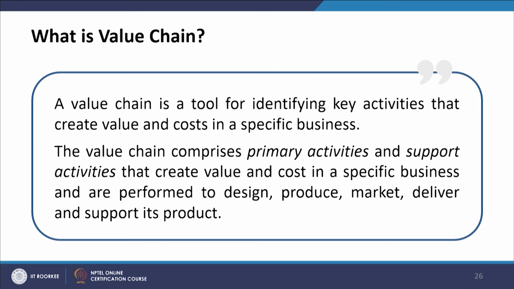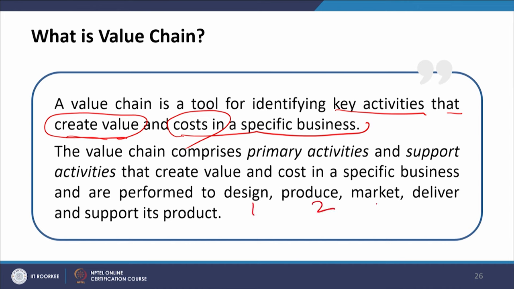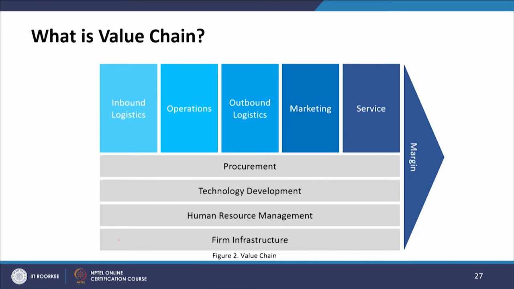Now let us look at what is a value chain. A value chain is a tool for identifying key activities that create value and costs in specific businesses. So we are looking at the value and the cost. The value chain comprises primary activities and support activities that create value and cost in a specific business and are performed to design, produce, market, deliver, and support its products.